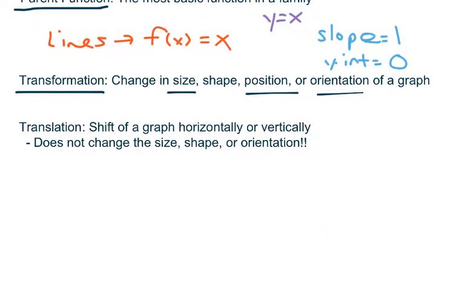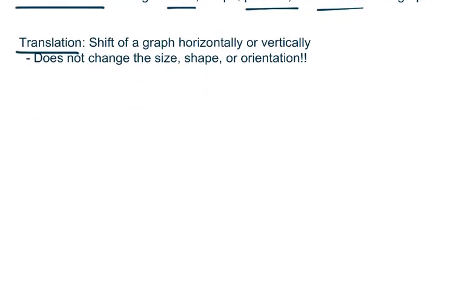The first transformation we're going to discuss is a translation. A translation is a shift of a graph horizontally or vertically. The key point here is it does not change the size, shape, or orientation. We're just moving the graph either left, right, up, or down, or a combination of those, like up and right, down and left, down and right, or up and left. We're just moving the whole thing in one direction.